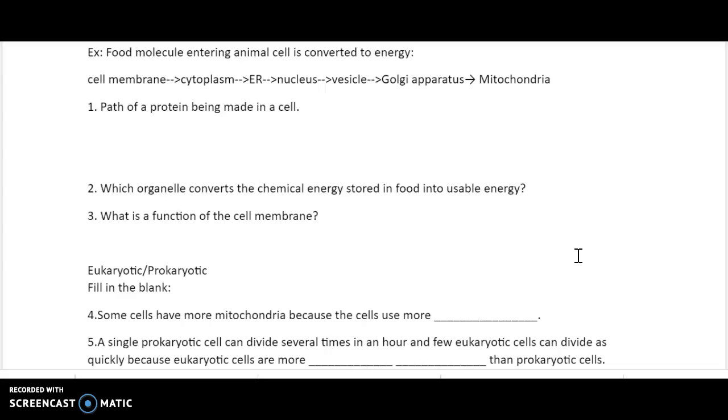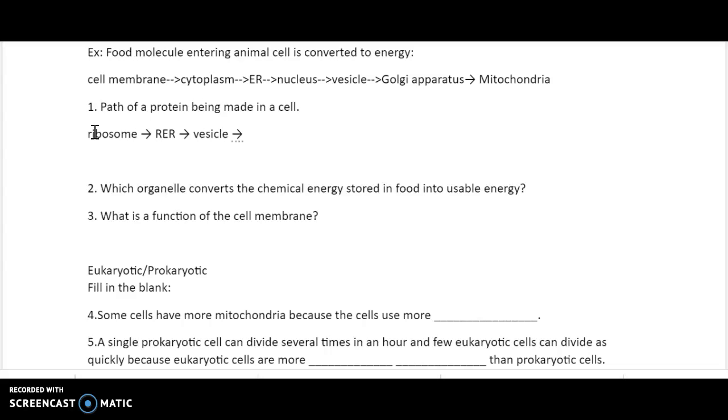Number one, we're going to trace the path of a protein being made in the cell. And the protein is going to be made in a ribosome. And then from there, it will travel into the rough ER. Inside the rough ER, it will be folded and processed, and then it'll be put into a transport vesicle out of the ER. And that transport vesicle will take it over to the Golgi. The Golgi will modify, sort, and package that protein.